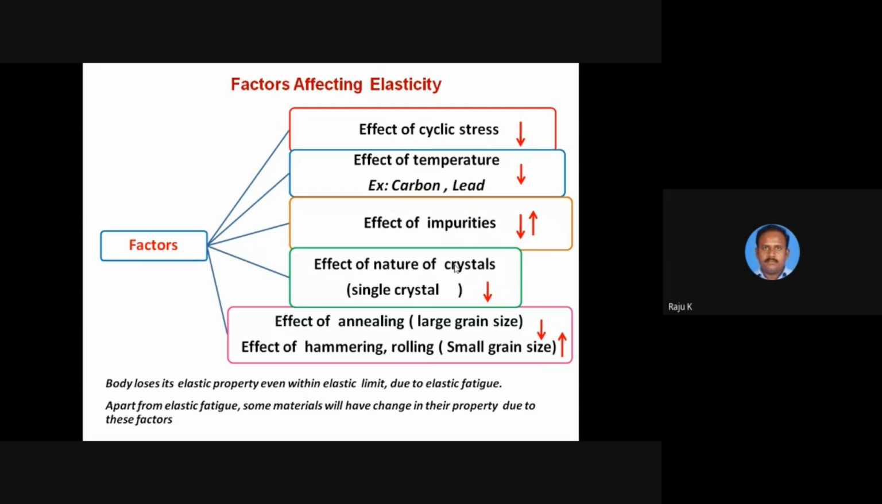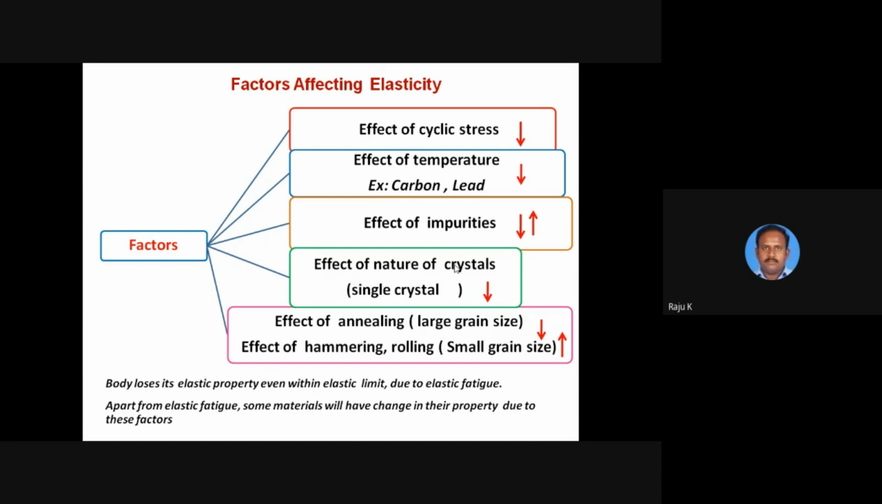If the same is asked as a 4-mark question, then you have to explain each and every factor here. So, elasticity is a nature; how is it affected? What are all the factors that influence the value of this elasticity? Now the material has a certain elastic nature. The elastic nature of the material is going to be altered by some factors.